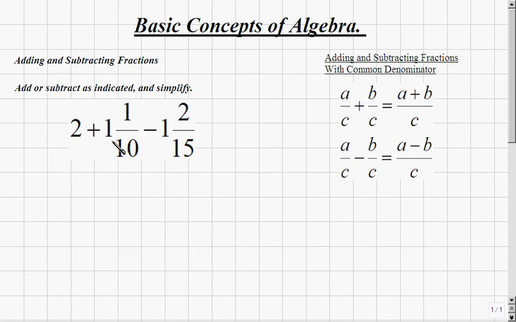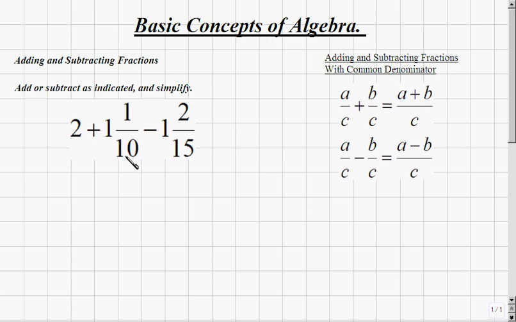Let's add and subtract the fractions 2 plus 1 1/10 minus 1 2/15 using our rules on the right. To add or subtract fractions, we first need common denominators, and once we have that, we'll either add or subtract the numerators. The problem in our situation is that firstly, our fractions are mixed numbers. So we'll convert these to improper fractions first.